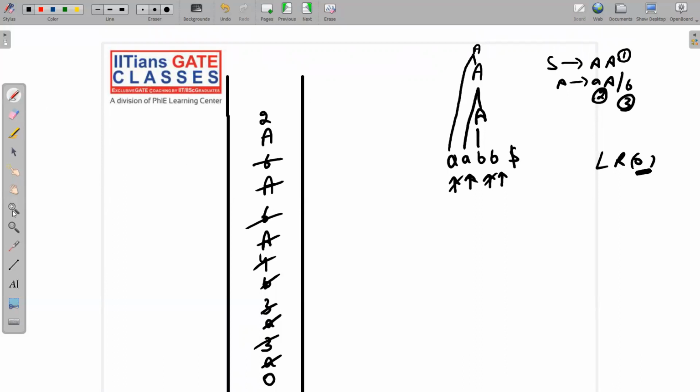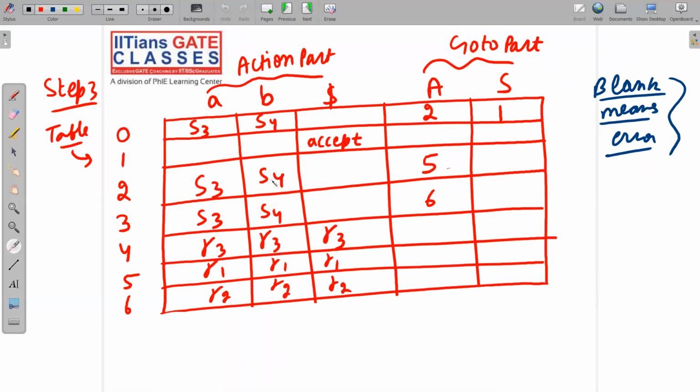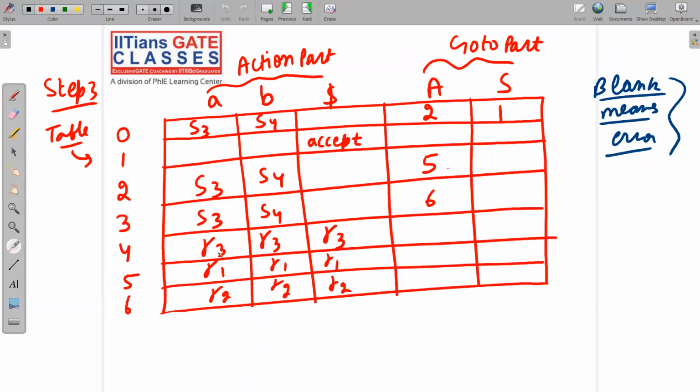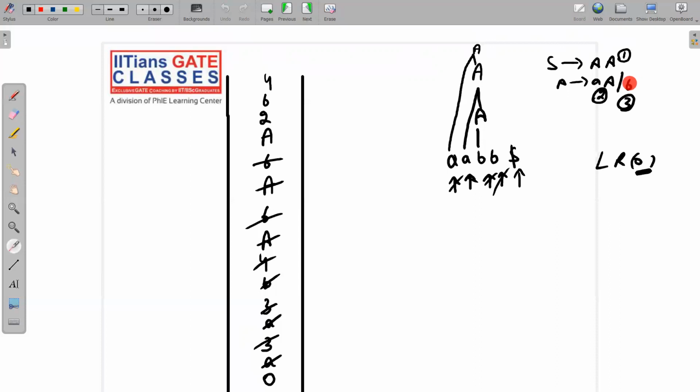Now 2 on small b: S4. S4 means b is pushed into the stack, 4 is pushed into the stack, and the lookahead moves 1 symbol to the right. Now state 4: R3. R3 is our production rule. So we are at this dollar and we are reducing this b to capital A.